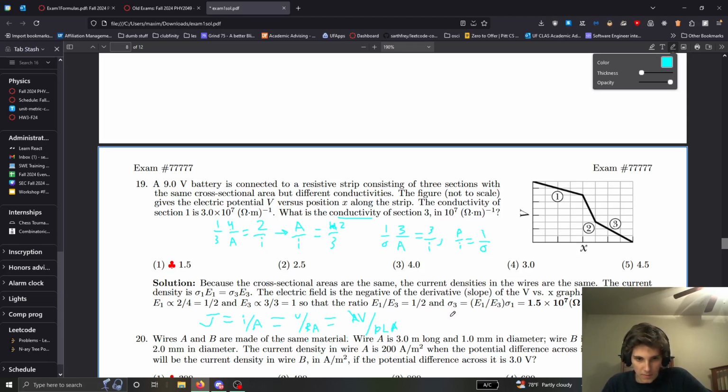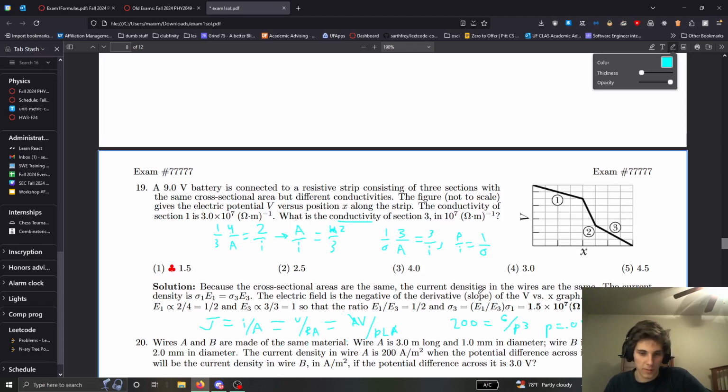Okay, so let's see. The current density is 200 when the potential difference across it is 6 volts. We're going to be solving for rho here because they're the same material. The length of wire A is 3 long. So rho here becomes 6 divided by 3 divided by 200, 0.01. Again, that's probably not the correct magnitude, but I don't care.